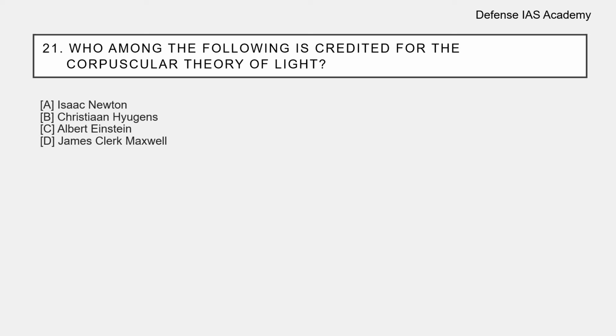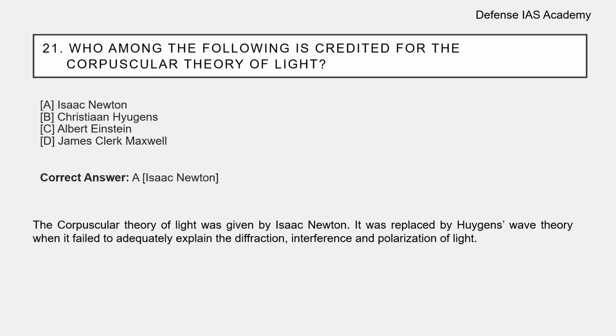Question number 21. Who among the following is credited for the corpuscular theory of light? Options are: option A, Isaac Newton; option B, Christian Huygens; option C, Albert Einstein; option D, James Clerk Maxwell. The correct answer is option A, Isaac Newton. The corpuscular theory of light was given by Isaac Newton. It was replaced by Huygens' wave theory when it failed to adequately explain the diffraction, interference and polarization of light.